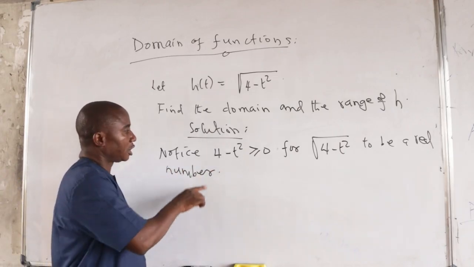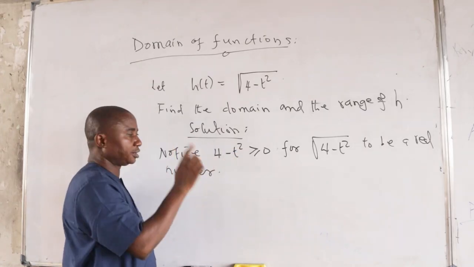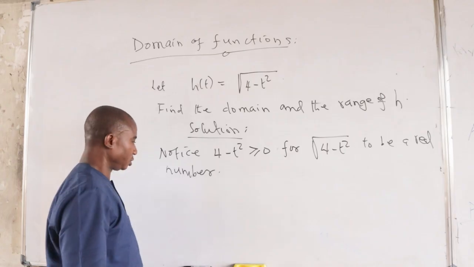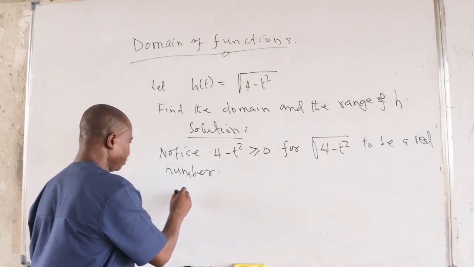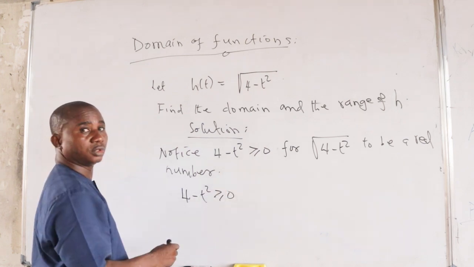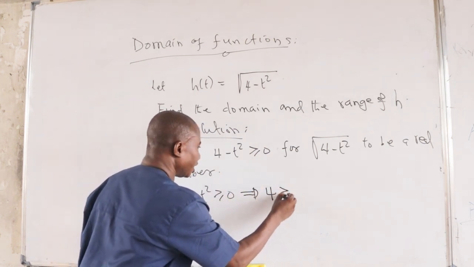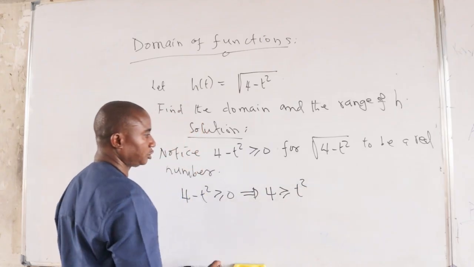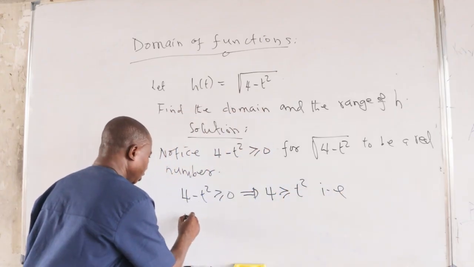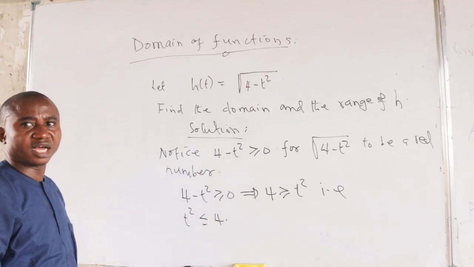Alright. Having said this, let's find all real numbers t such that 4 minus t squared is bigger than or equal to 0. And so we need to solve this problem: 4 minus t squared bigger than or equal to 0. This says that 4 alone is bigger than or equal to t raised to the power 2. And that is, t squared is less than or equal to 4. This is what we have.